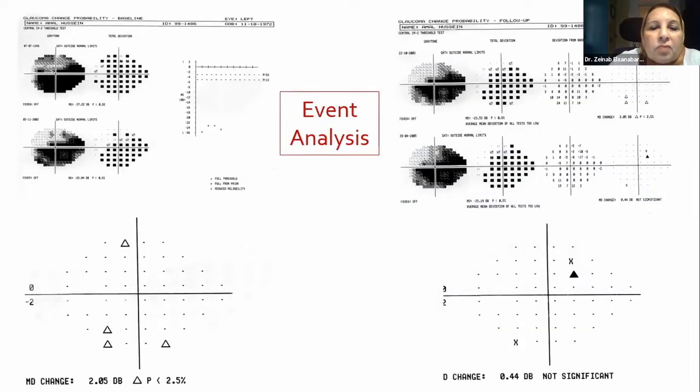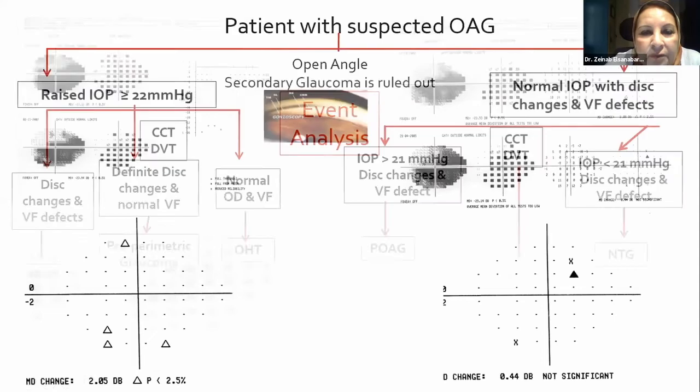Or we may use event analysis if we don't have enough data for a trend analysis, meaning fewer than three fields. We can judge each area by these marks: triangle and split triangle. That means this defect appears for the first time, or a split triangle for the second time, or a totally black triangle, which means that this defect appeared for three times, which is more significant.